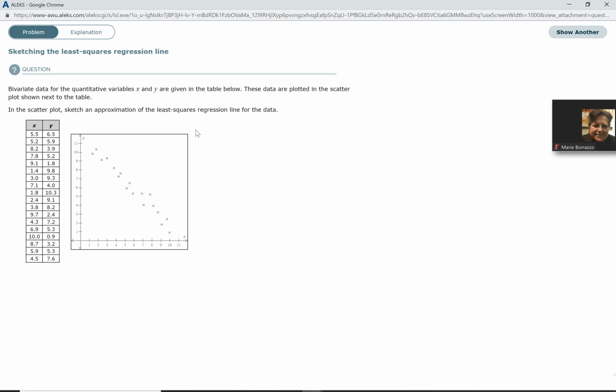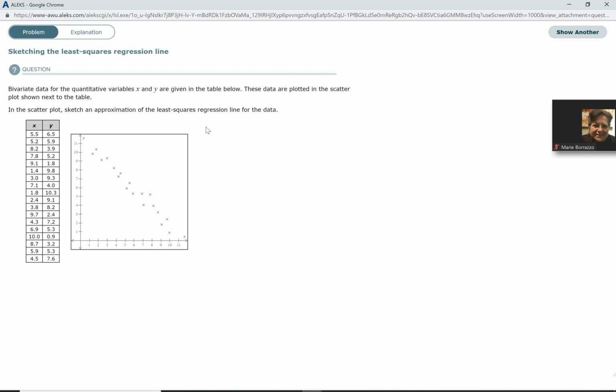The first part in ALEKS is they're going to ask you to take this data, and of course they give you the different points. So basically they threw this into a scatter plot, and they want you to sketch the least squares regression line, which basically falls right in the center in between these values. So it says in the scatter plot, sketch an approximation of the least squares regression line for the data.